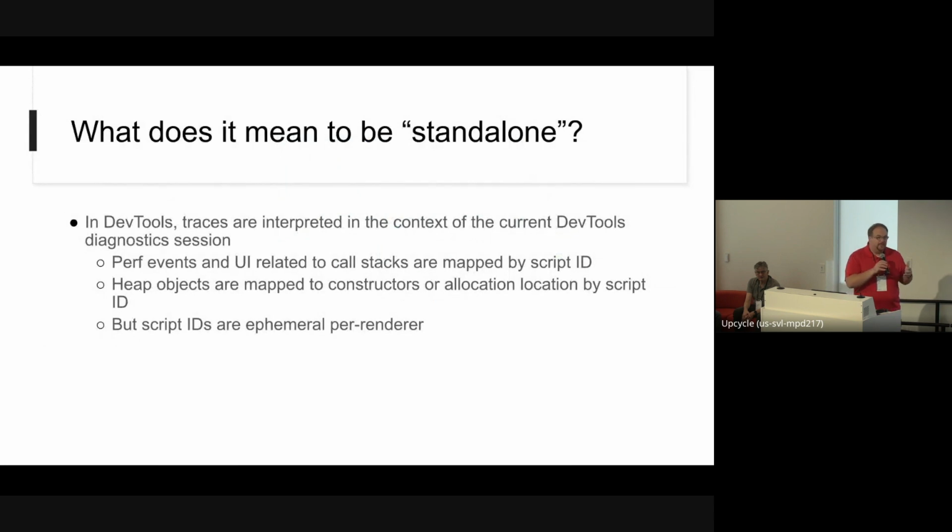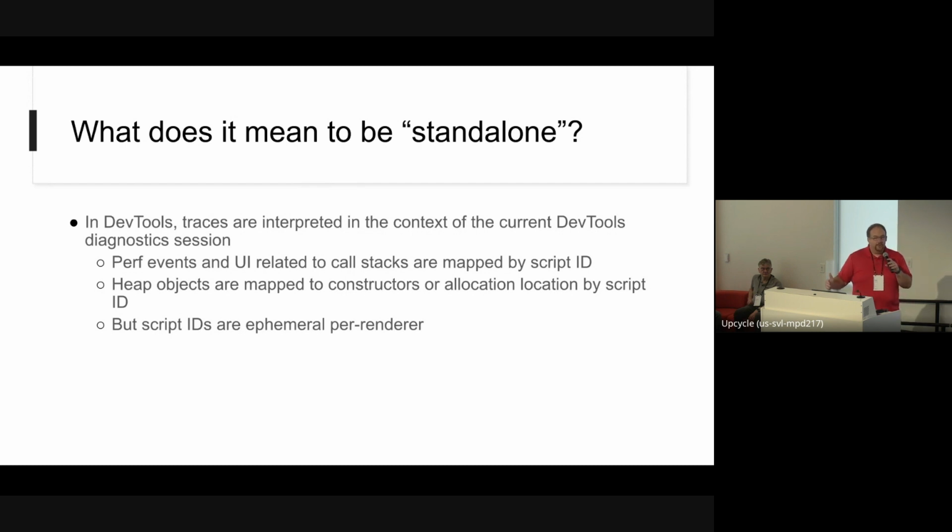So what does it mean to be standalone? Well, we're really interested in making sure that DevTools can load a trace and make it be usable. So one of the problems that we have with exporting and then importing a trace inside of DevTools today is that everything is kind of related to script ID. So if you're looking at call stacks, those are going to be mapped back to script ID. Heap objects inside of your heap snapshot are going to be based on script ID.